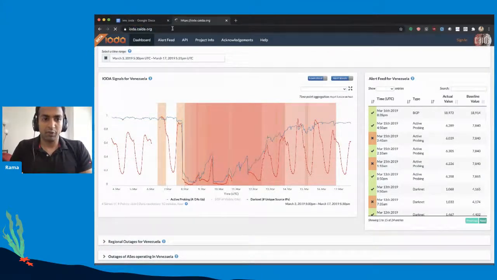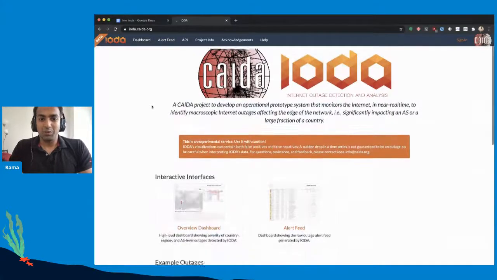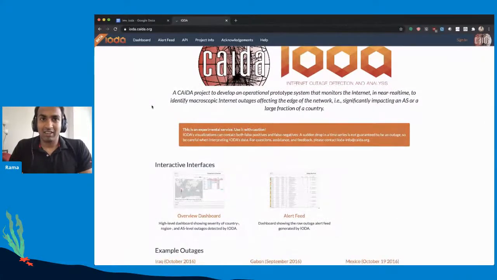Okay, so a few other pitfalls. Sometimes we observe that IODA was missing data, like in the case of Kashmir. If there is a gap in a time series, then it just means that we don't know what happened, and it's inconclusive.